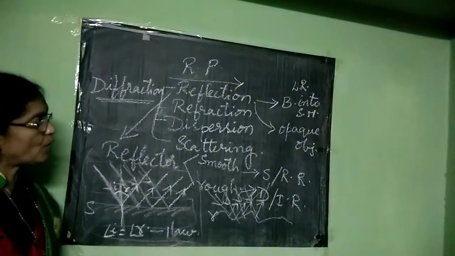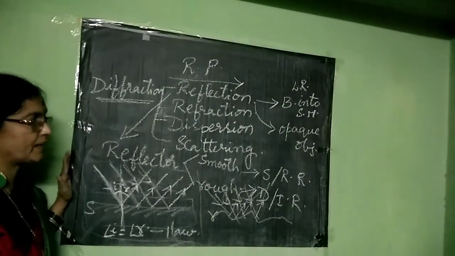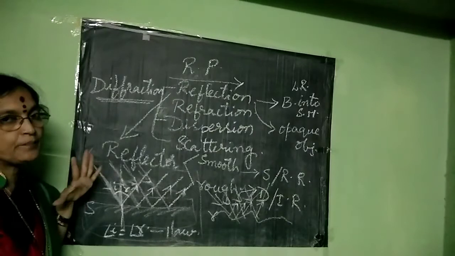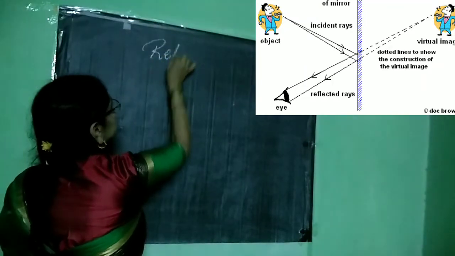Now, how does reflection take place in the plane mirror and what are the image characters? What are the two kinds of images that will be formed? Definition of reflection.